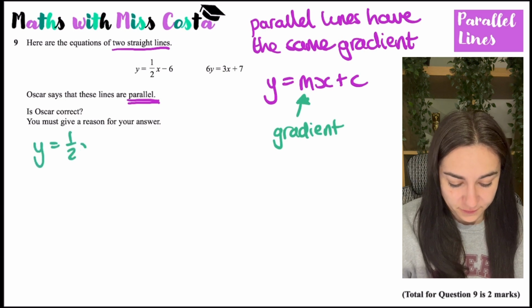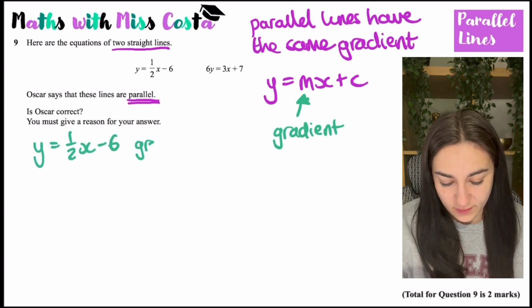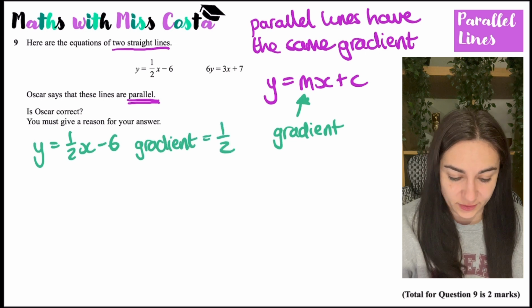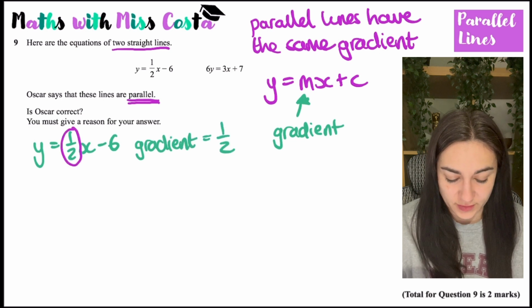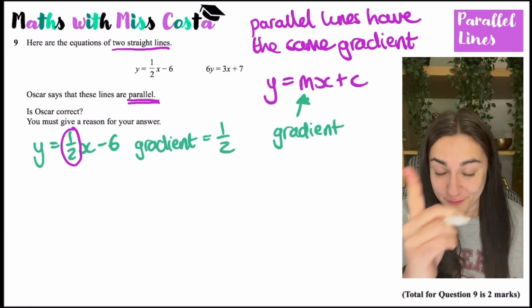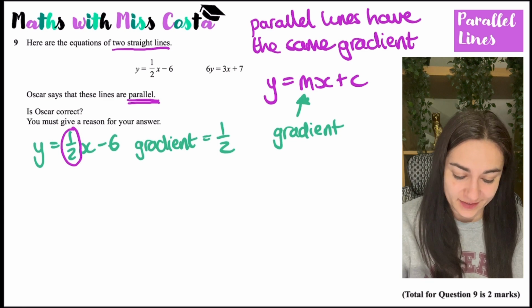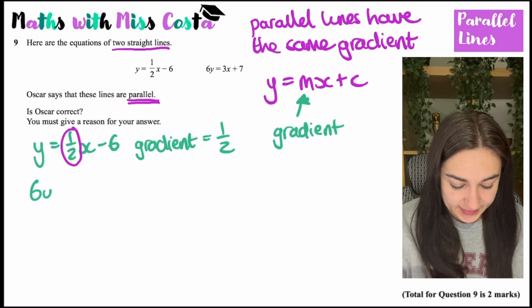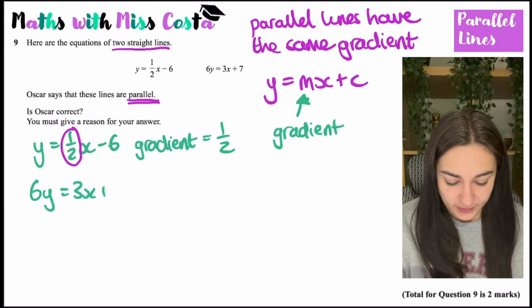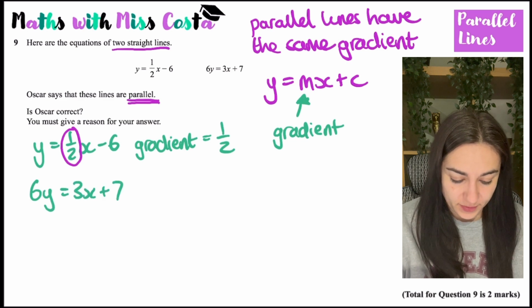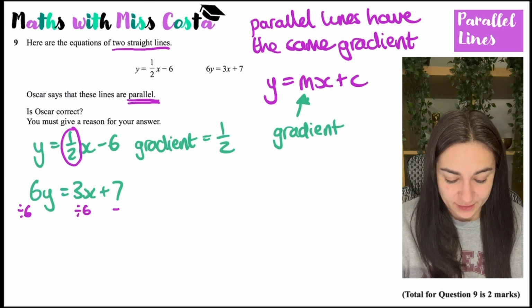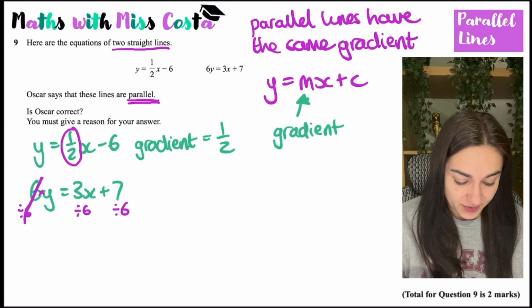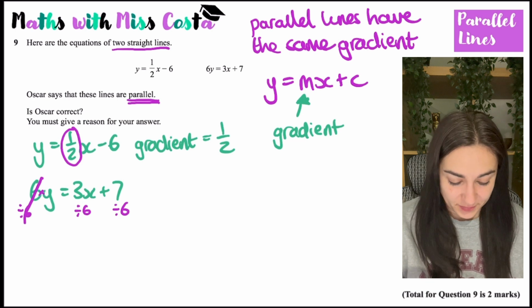I know that for the first line, the gradient is a half, because the gradient is the coefficient of x. So now I need to find out if the gradient of the second line is also a half. So I've got 6y equals 3x plus 7. I want to make y the subject, so what I'm going to have to do is divide everything by 6, because y is being multiplied by 6. So in order to cancel that out, I need to divide by 6.